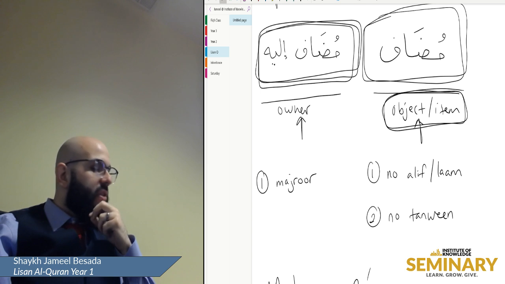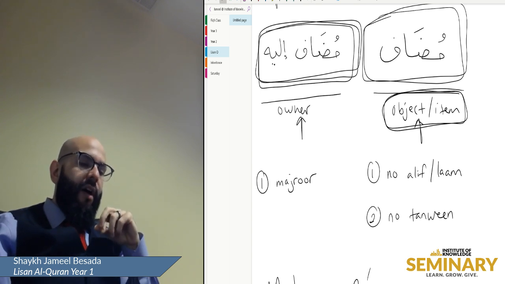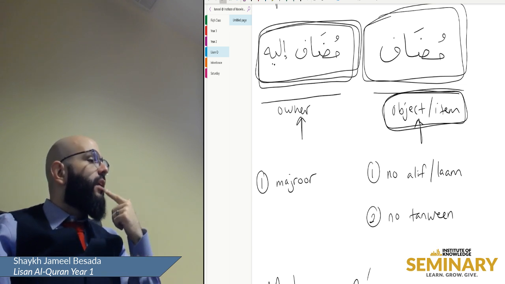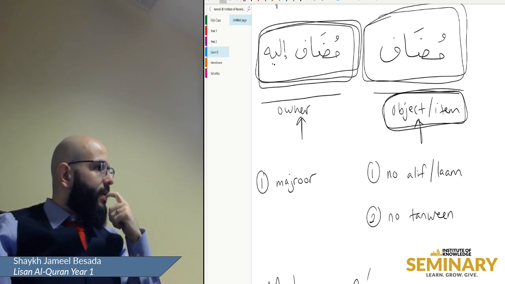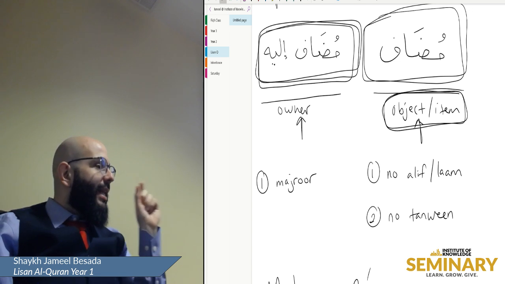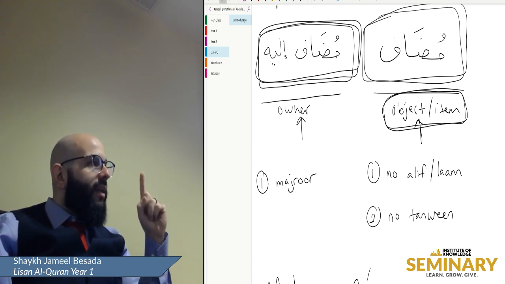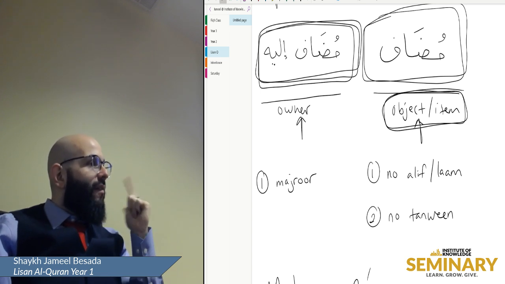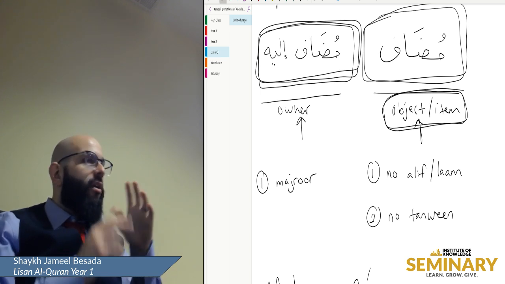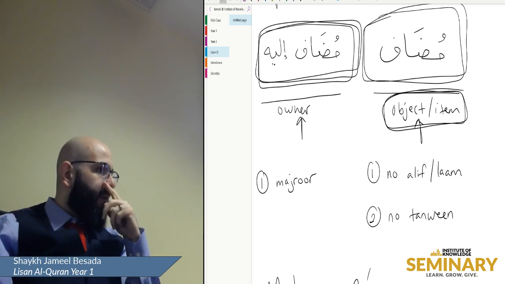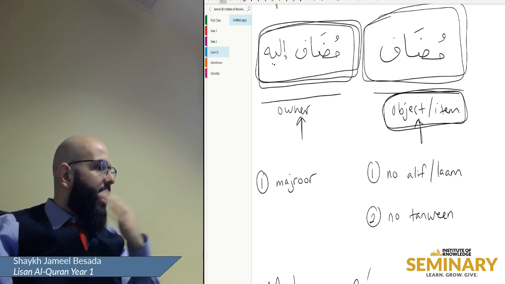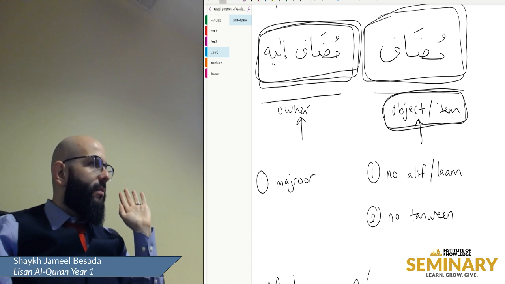What are those conditions? The mudaf cannot have alif lam and cannot have tanween. So what does it mean? That noun will take only 1 vowel. Doesn't matter what vowel. Dhamma, fatha, kasra, doesn't matter in the context of the sentence. I'll give you an example now, okay? But as far as we're concerned, as long as it has only 1 vowel and no alif lam, it meets my conditions.